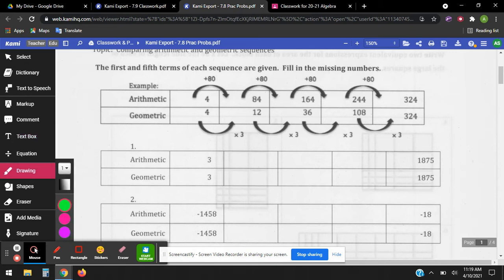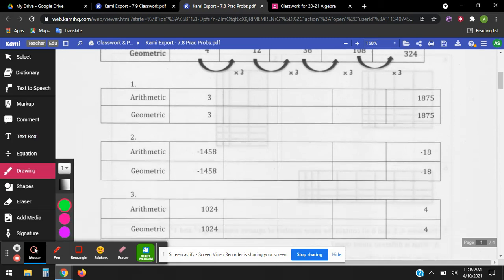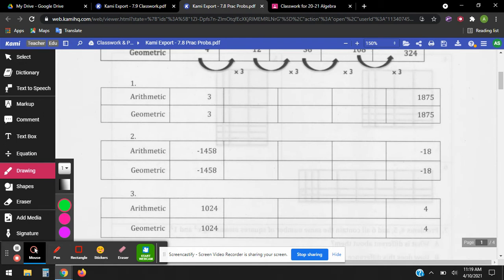We're going to start with number 1. Remember, if it's arithmetic, we are going to subtract first. So 1875 minus 3 is 1872. And we're going to divide by however many jumps we have, which is 4. So 1872 divided by 4 is 468.